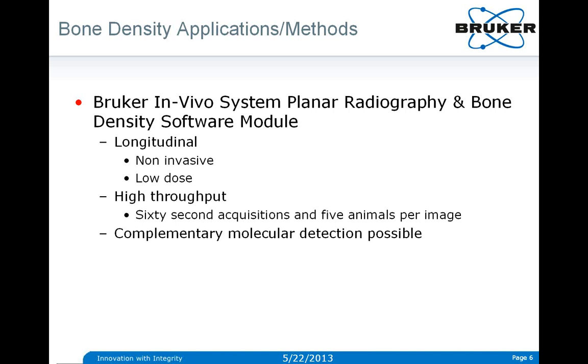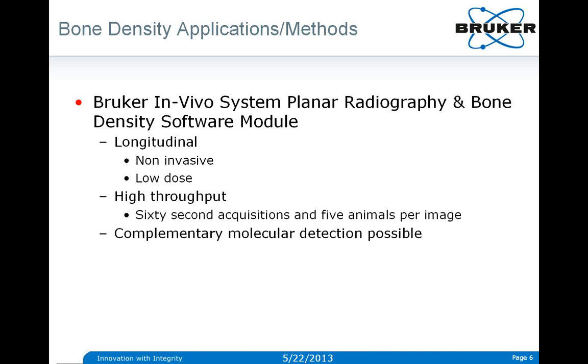Very high throughput, so we can perform scans in 60 seconds. Depending on the number of scans that we want to make, we could actually decrease that exposure time probably down to around 5 seconds. And we can scan as many as five animals per acquisition. So the potential throughput here is dozens of animals imaging and analysis per day.